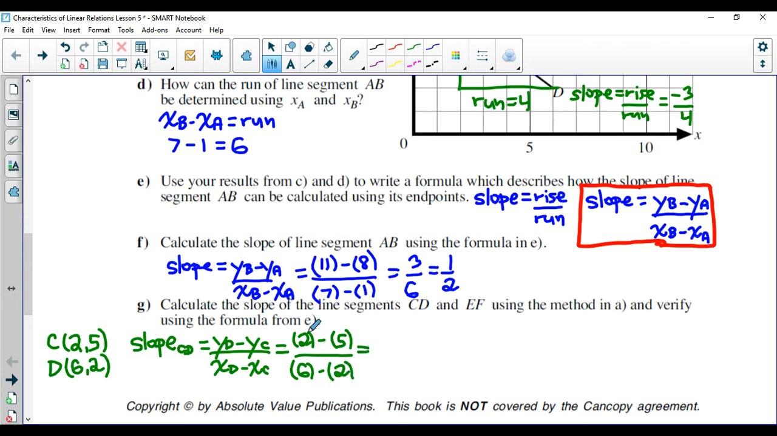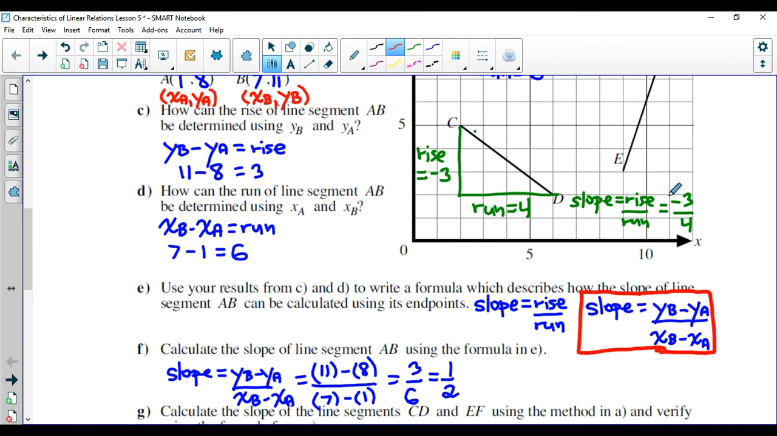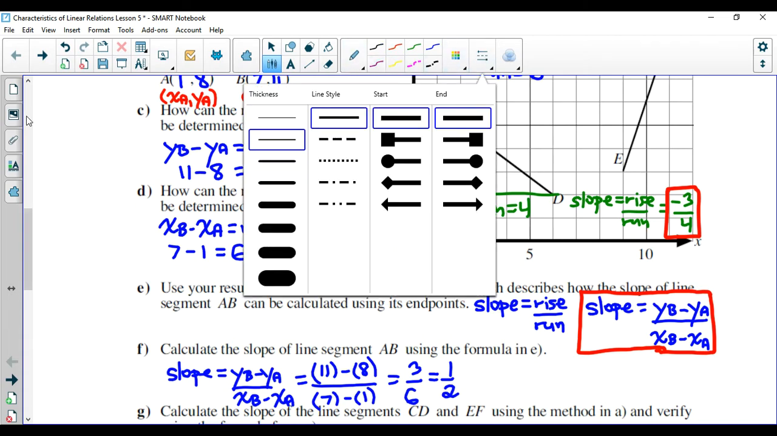So if I calculate this, 2 minus 5 is -3. And then 6 minus 2 is going to be 4. So if you just draw the comparison here, if I calculate the slope using the equation with the endpoints as the coordinates, you get -3 over 4. And that's the same thing as if I calculate it from the slope triangle using the equation rise over run. Okay, let's go to this last one now.